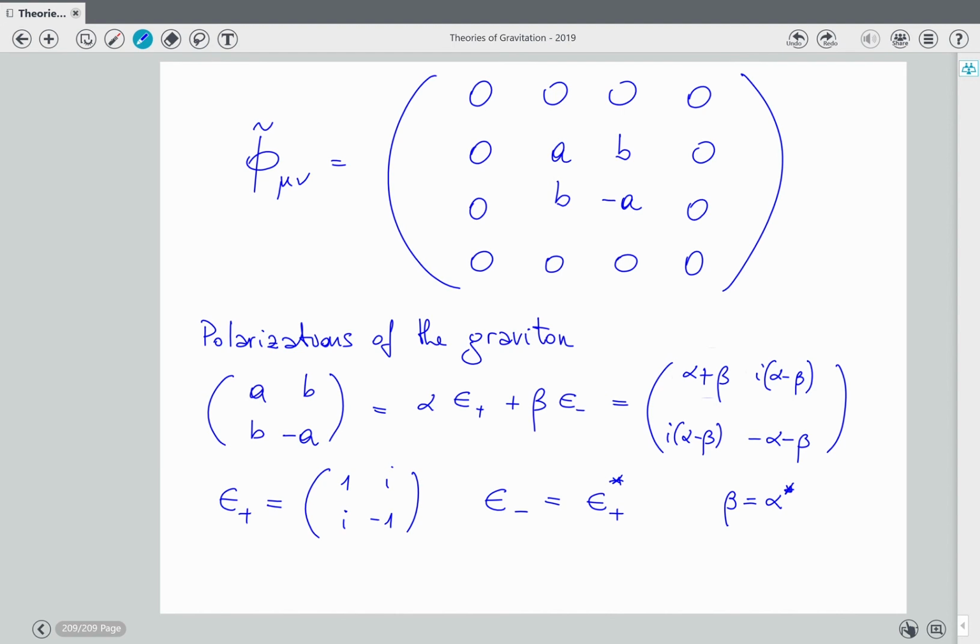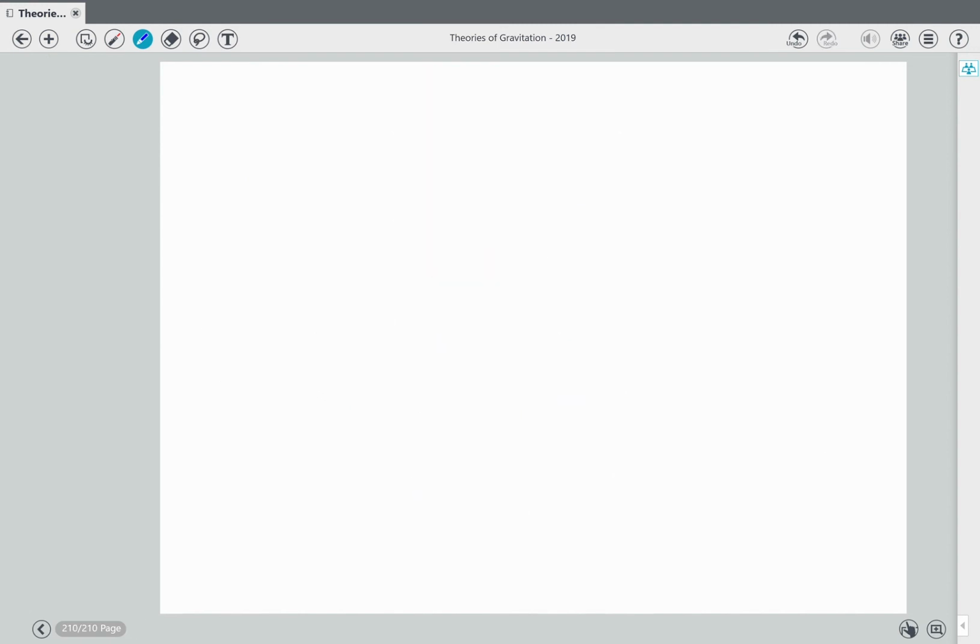And why is this the correct polarization? Are these the correct polarizations? Because under rotation they transform correctly. So let us consider a rotation, which is a 2 by 2 matrix as well. Cosine theta, sine theta, minus sine theta, cosine theta, which will hand it to this.